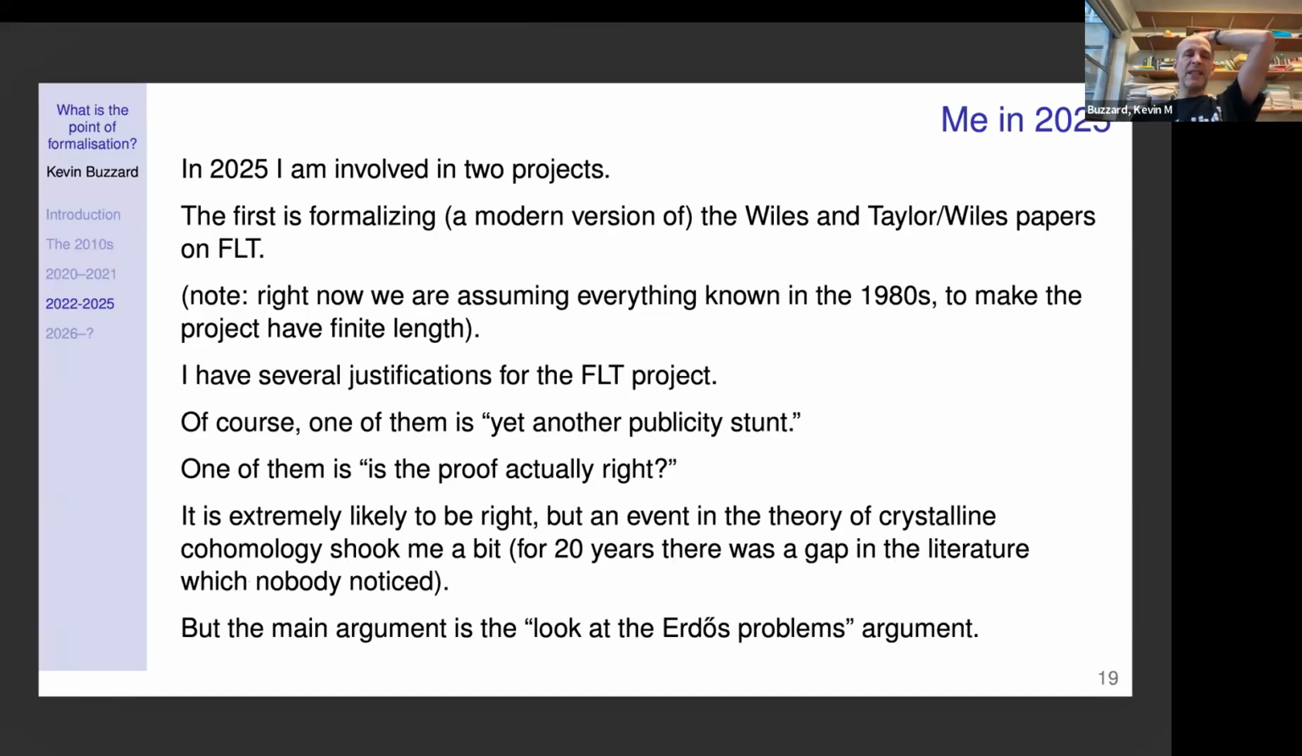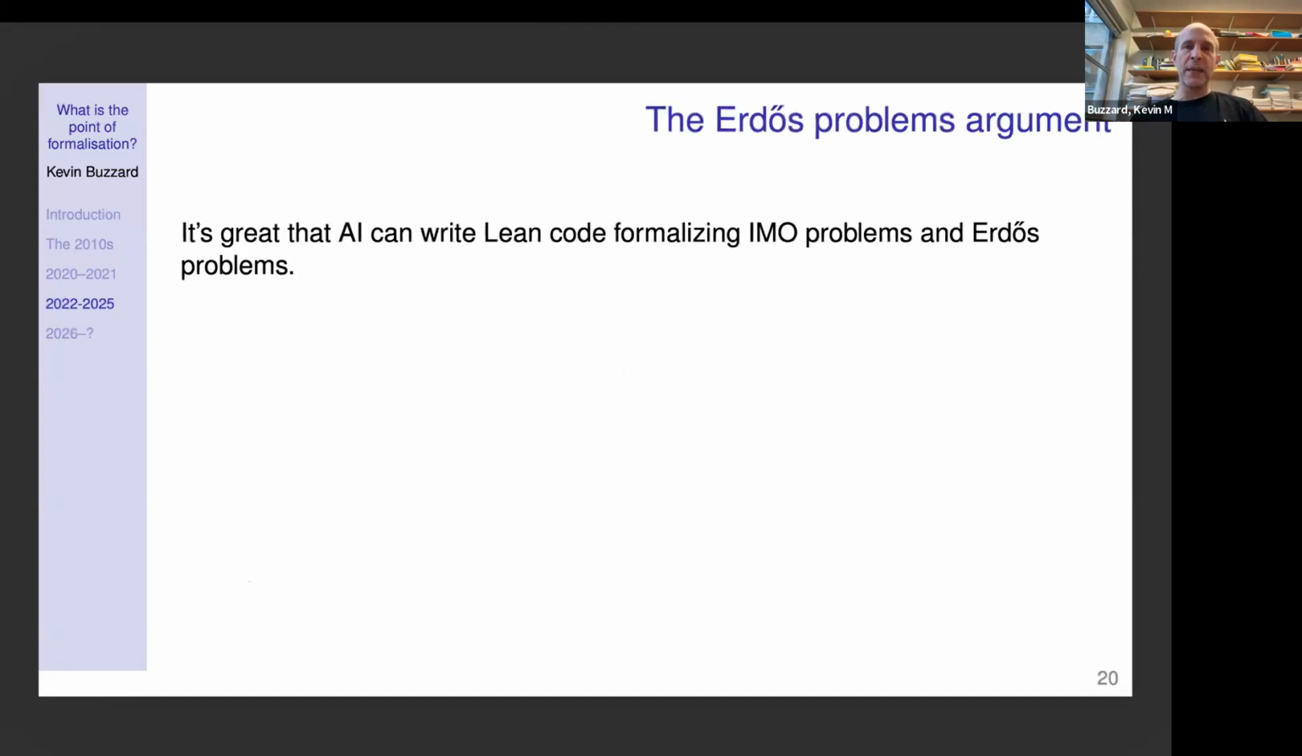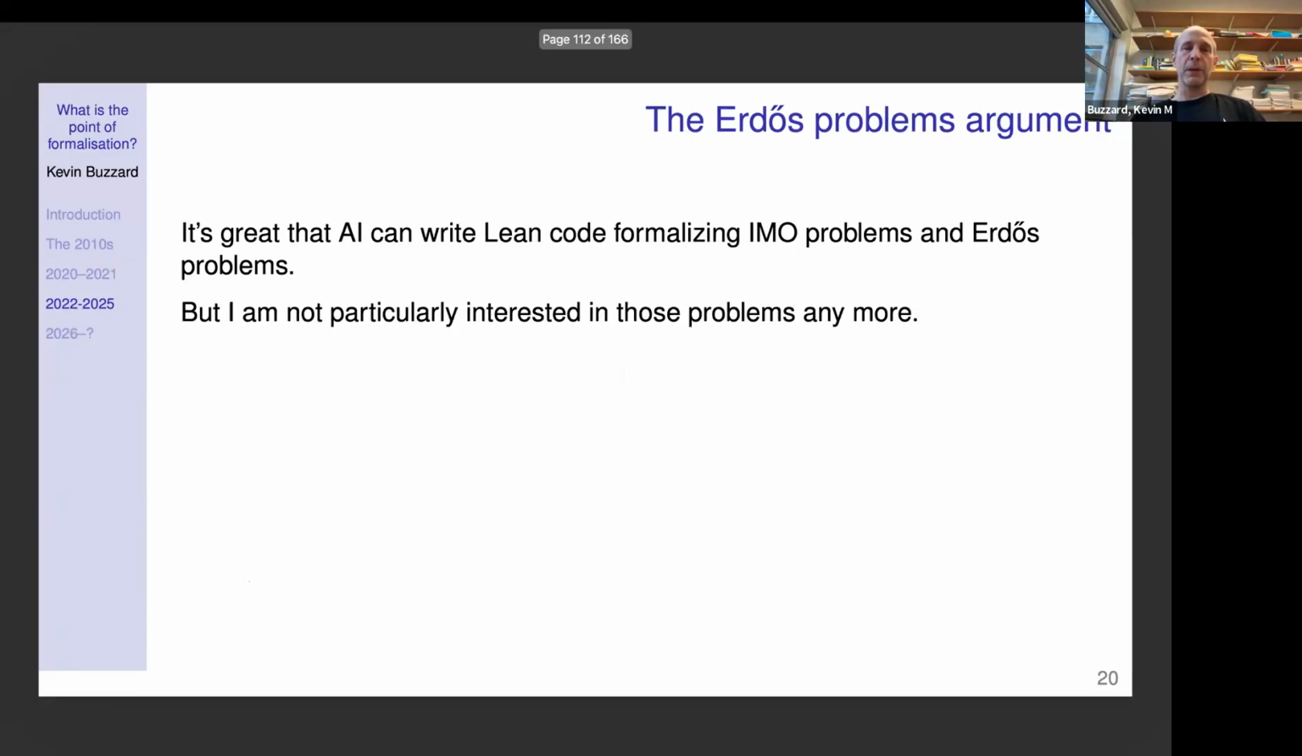But that's another, well, it's still an open question, right? Is the proof correct? I mean, it's bound to be correct. It's bound to be both complete and correct, but let's just check. But the main argument for the FLT project, I think, is look at what's happening with Erdős problems, right? AI is doing Erdős problems, and AI is writing Lean code that does Erdős problems.